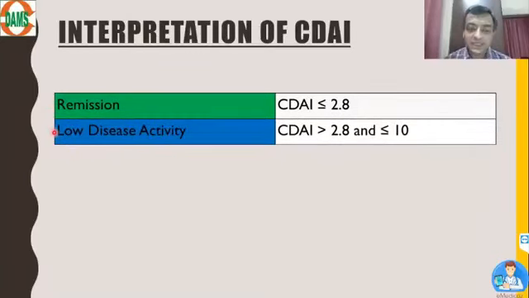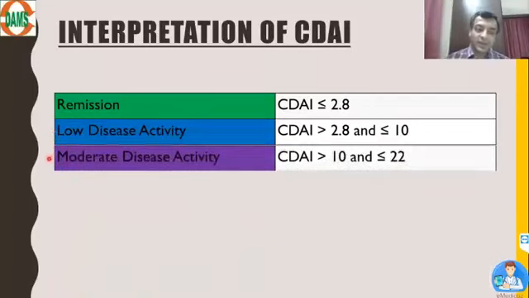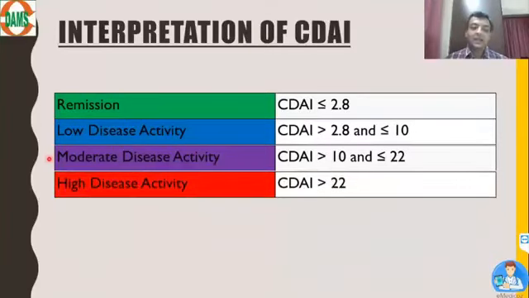Low disease activity: when the score is between 2.8 and 10, we call it low severity. Moderate disease activity: 10 to 22. And high disease activity: more than 22. This is what we want to remember.